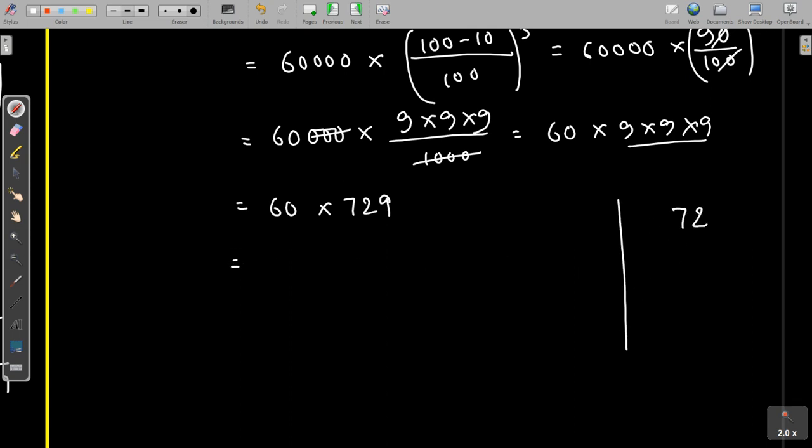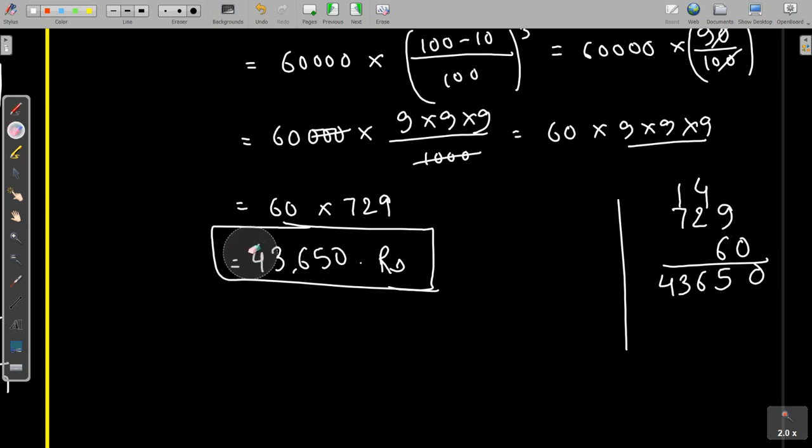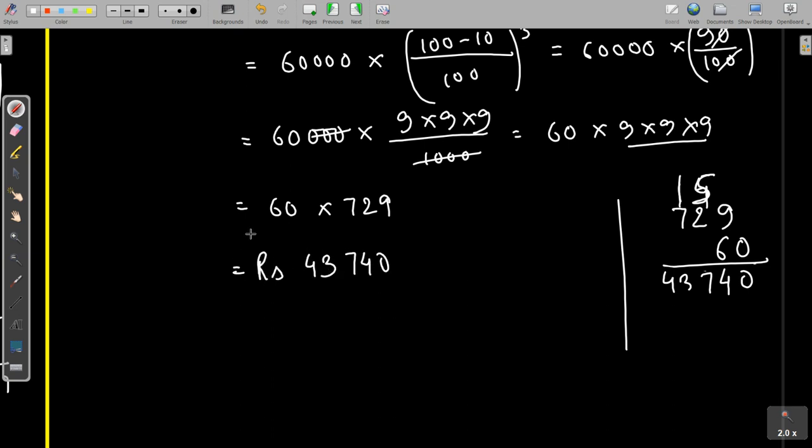So I'm going to multiply it as 7 times 60. 9 6s are 54, 4, 5 carries, 6 2s are 12, 12 plus 4 is 16, 6, 1 carries, 7 6s are 42, 4, 3. So the current price would be 43,650 rupees. Let me check the multiplication once, okay? 9 6s are 54. See, I've made a mistake here. 9 6s are 54, 4, 5 carry, 6 2s are 12, 12 plus 5 is 17, 7, 1 carry, 7 6s are 42, 43, and then the 0. It would be rupees 43,740. The current price of the product, what was it?